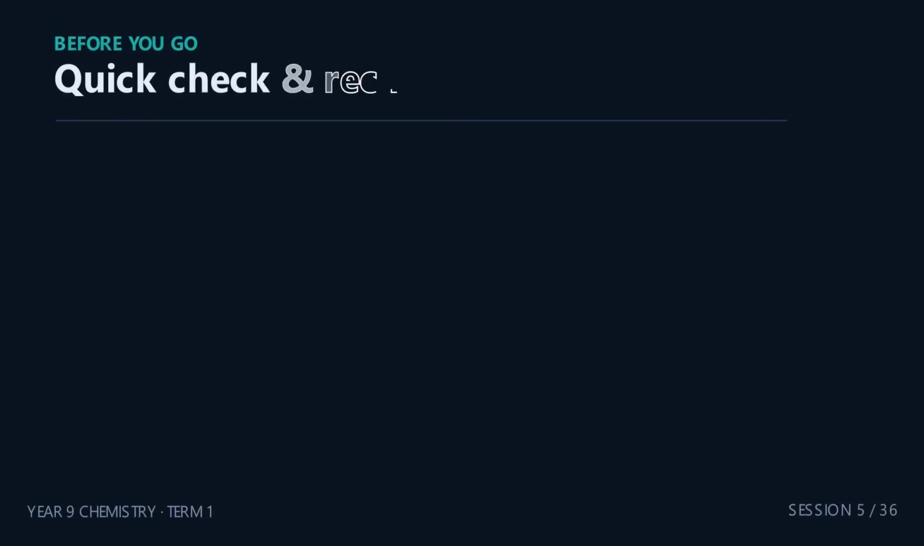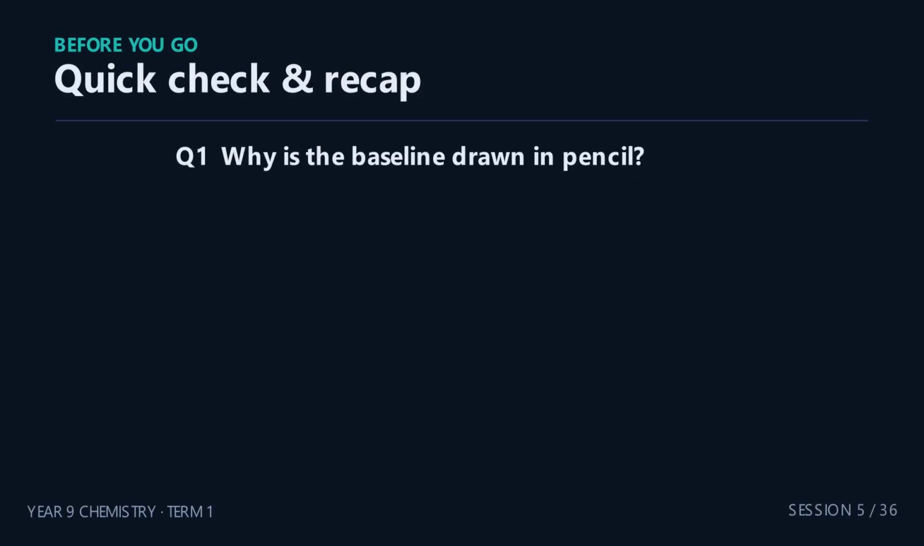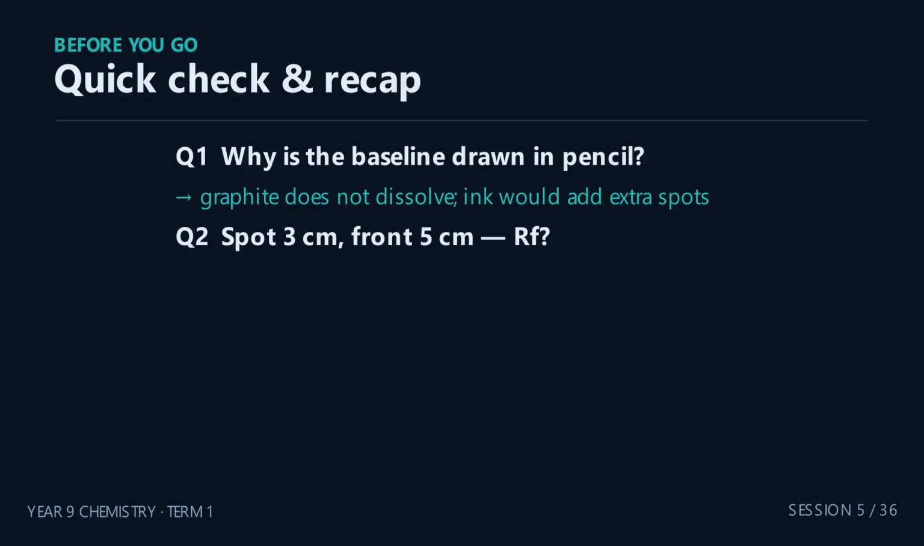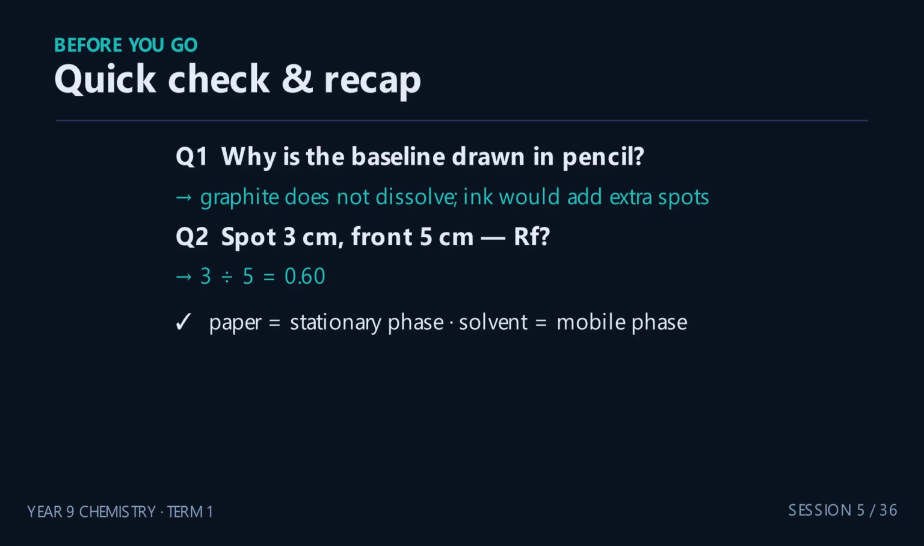Quick check. Question 1. Why is the baseline drawn in pencil? Pause and answer. Because graphite does not dissolve in the solvent. Ink would dissolve and make extra spots. Question 2. A spot moves 3 centimeters and the front moves 5. RF, 0.60.